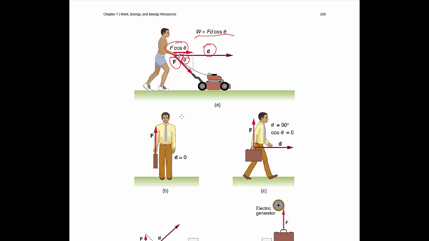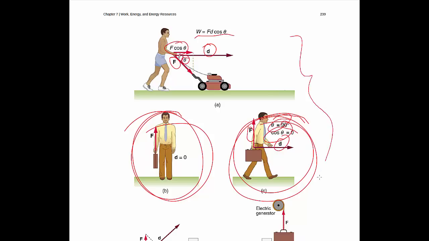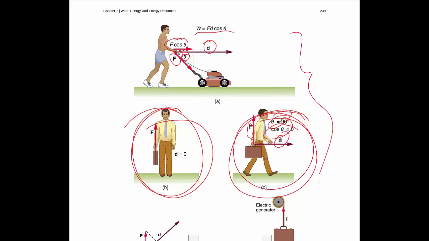Here, for these two examples, on the other hand, no work is done, because in this case, the person's not moving, so distance is zero, and in this case, the angle between the force and the displacement is 90 degrees, and cosine of 90 is 0. So no work is done. Make sure you understand these examples.